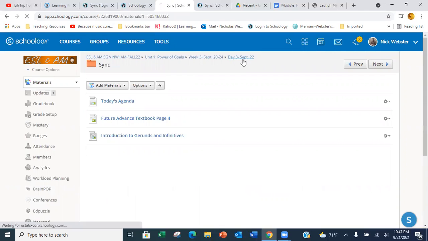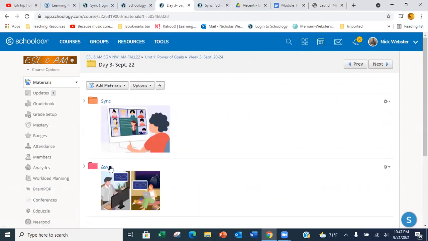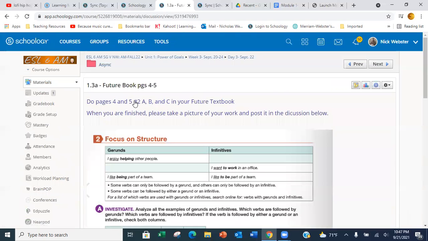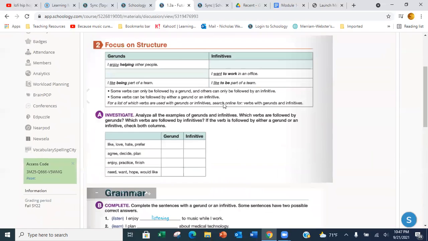Okay, let's look at the async activity for today. So we have one activity in the textbook. It's called Future. It's page 4 through 5. Okay, you're going to do part 2, A, B, and C. Okay, and this is also about gerunds and infinitives.